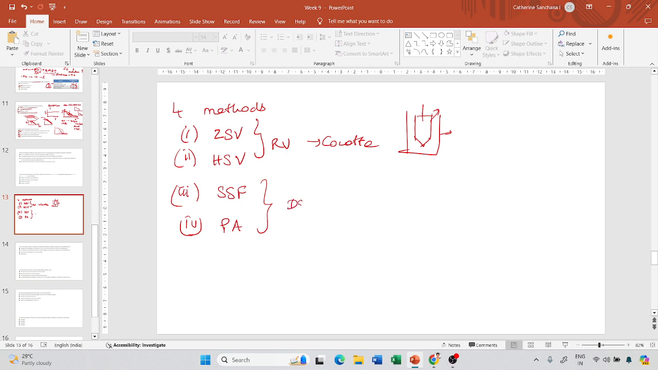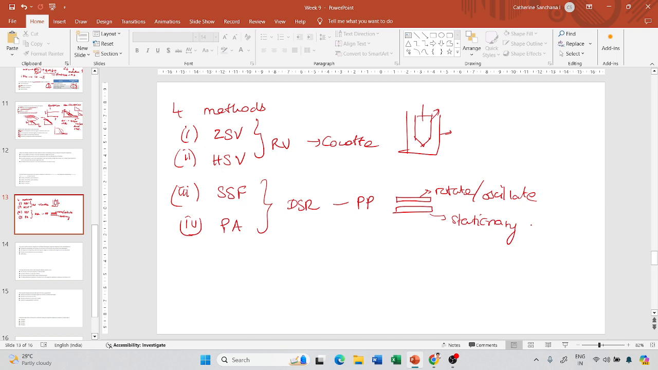Okay, and these two are measured using a dynamic shear rheometer in a parallel plate system. Your bitumen will be sandwiched between two plates where your top plate will either rotate or oscillate, and this is stationary.